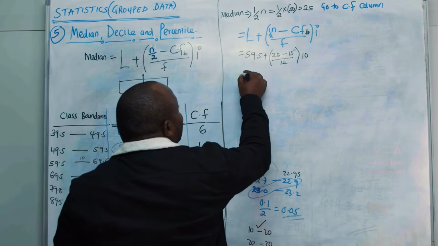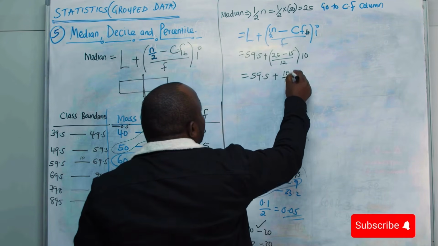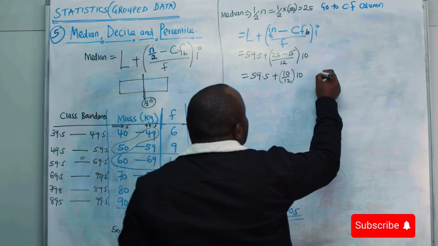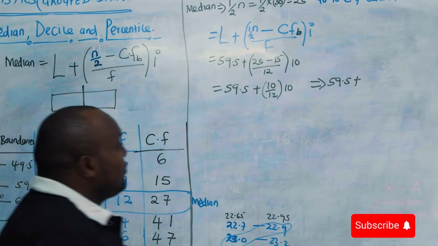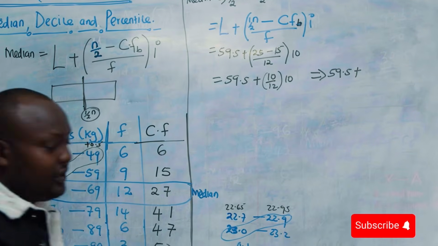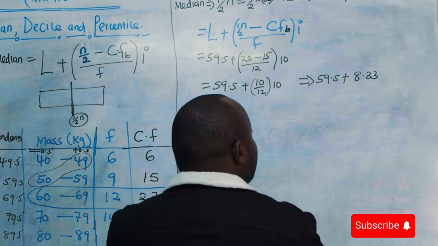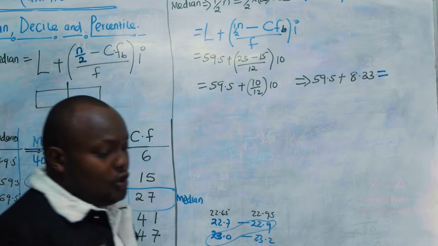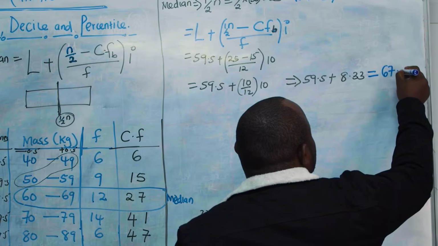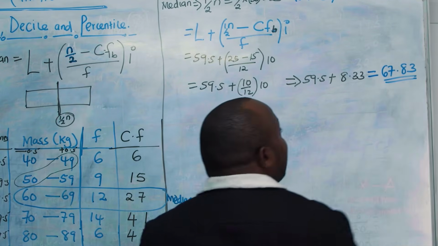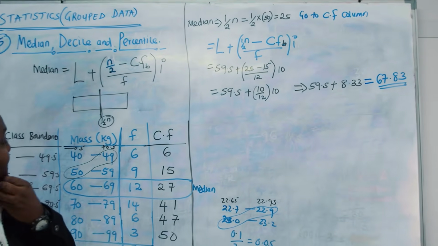And when you solve this one, you are going to get 59.5 plus 10 over 12 times 10. This is like 100 divided by 12, and we are going to get 8.33. And our answer, our median, will be equal to, you need to add those two, and you get 67.83. That is our median. So that's how we calculate the median.